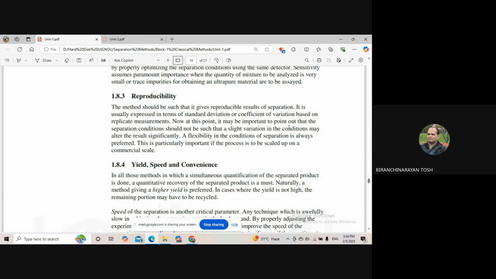Now at this point, it may be important to point out that separation conditions should not be such that a slight variation in the conditions may alter the result significantly. The reverse must be there. If there is significant variation and the result does not alter, then that tells reproducibility. But if a slight variation of the condition will alter the result significantly, this should not happen. A flexibility in the condition of separation is always preferred. This is particularly important if the process is to be scaled up on a commercial scale.